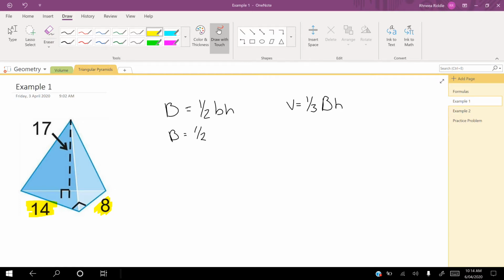And that is because one of these is the base and one of them is the height, and we know that because they are perpendicular to each other. So we can just plug in 8 and 14. And then we solve. So we're going to do 1/2 times 8 times 14. And when we do that, we get this big B is going to equal 56, and it's going to be units squared.